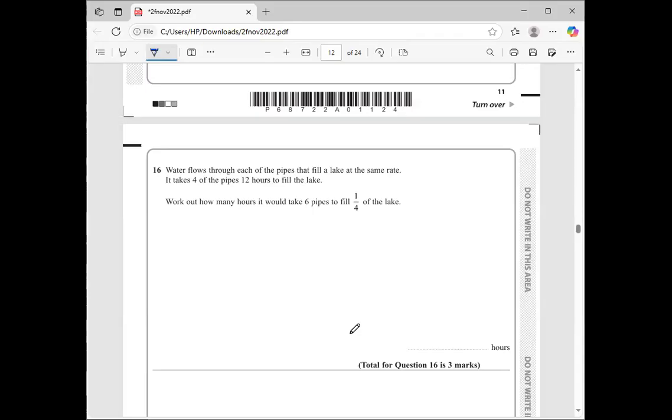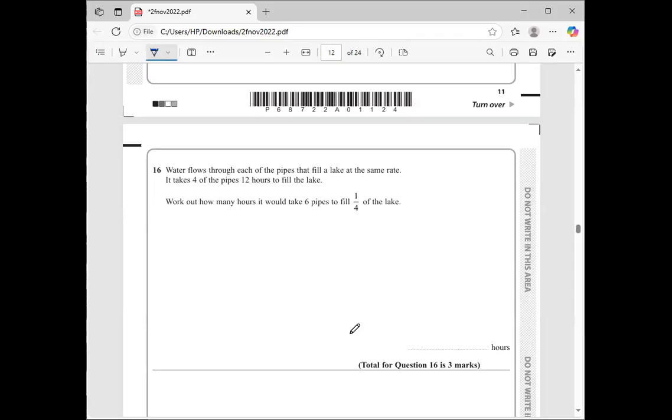It starts by telling you that water flows through pipes to fill a lake at the same rate. The question goes on to say that it takes 4 of those pipes 12 hours to fill the lake. Don't forget, filling the lake means the whole lake. Now you notice that the second scenario asks how many hours it will take 6 pipes.